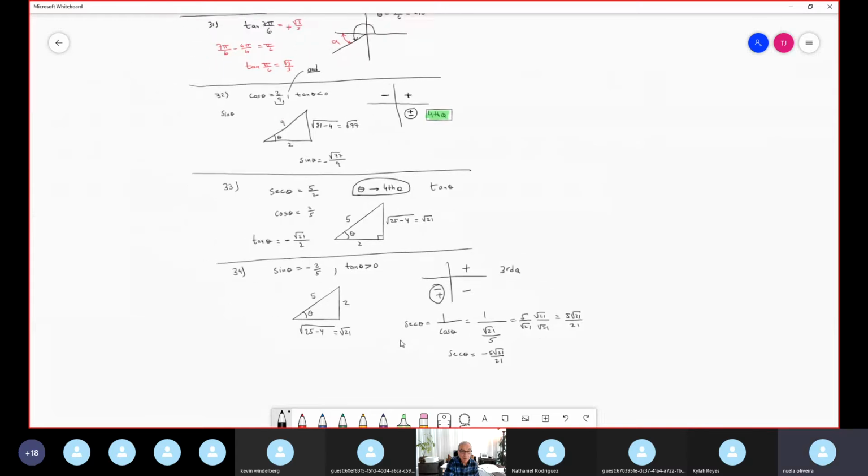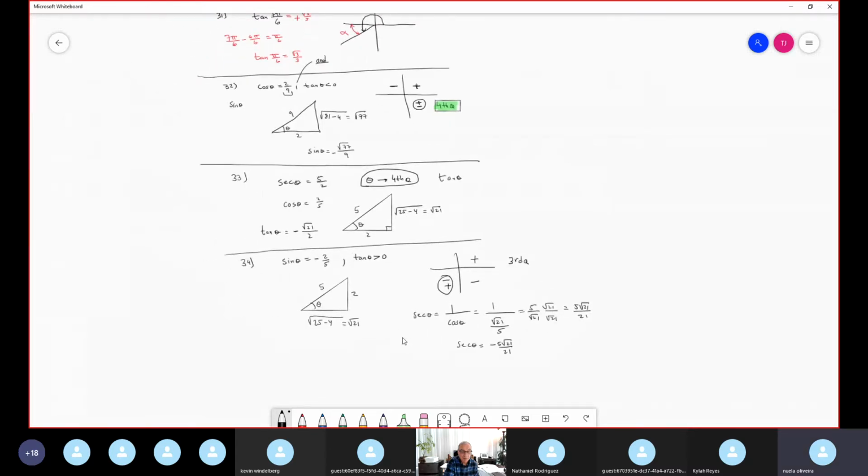It's okay? Okay, Professor, can I ask you a question? When they give us the information that tangent is less than 0, is that where we need to find if it's in the first, second, third, or fourth quadrant? Of course, absolutely.